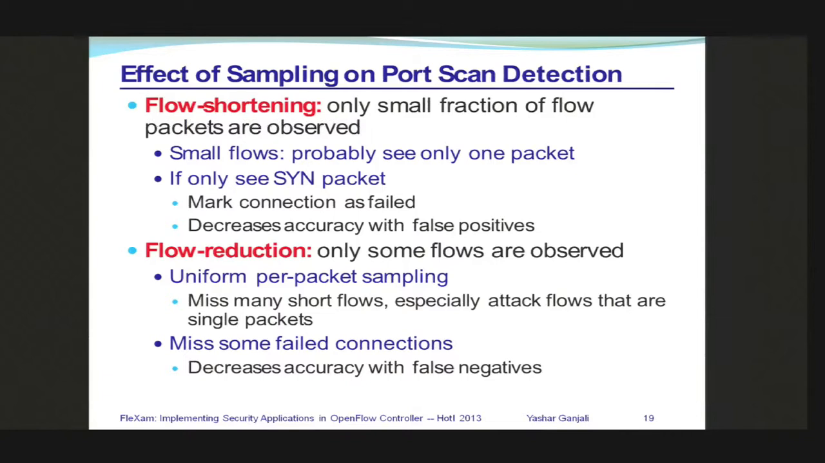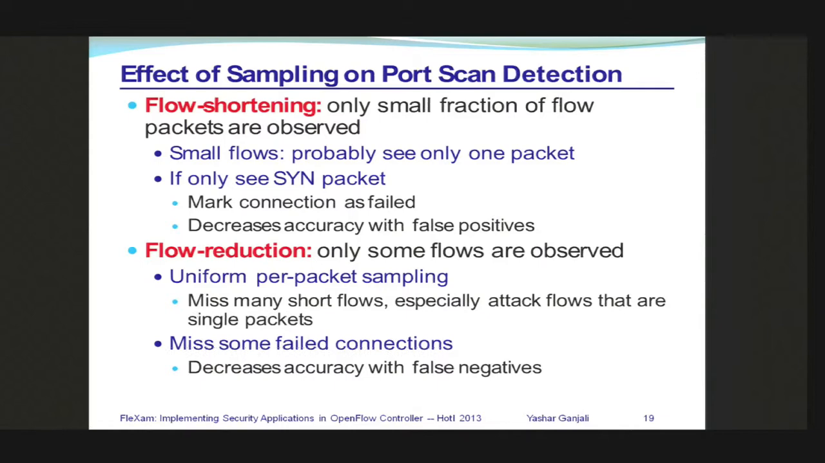So if you look at FleXam, there are flows going throughout your network, and you want to identify port scan attacks. There are two problems that you might encounter. The first one is flow shortening. There's a flow going on throughout your network. Since you are sampling with a rate probably less than one, you're not going to see all the packets of the flow. So even if the flow has multiple packets, which means the flow was a success, you might end up seeing just one of those packets, and you might decide this is a failed connection. And it will lead to false positives in that case.